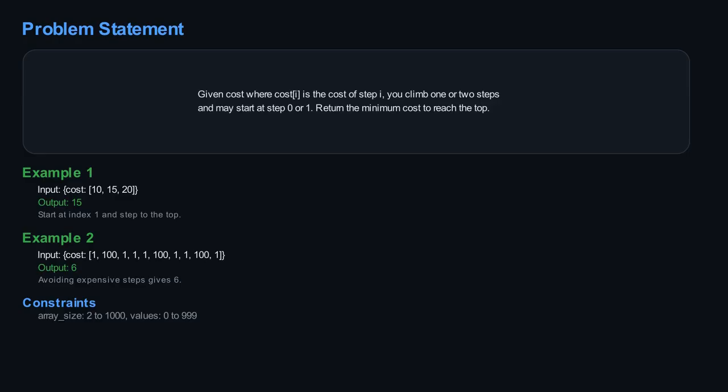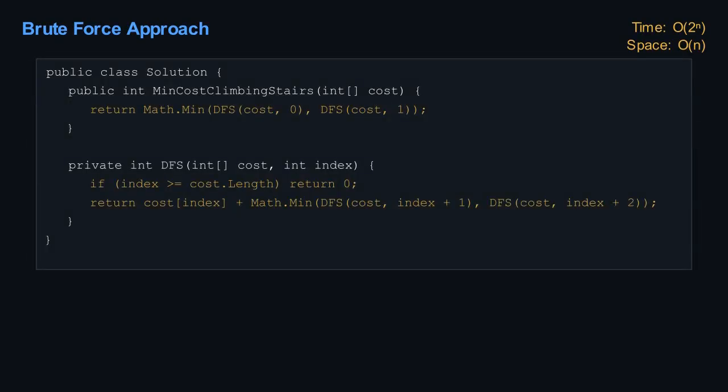The constraints of this problem are that the input array will have at least two elements, and each element will be a non-negative integer. The obvious thing to try is to use a recursive approach. We can start at each step and recursively try climbing one step or two steps at a time.